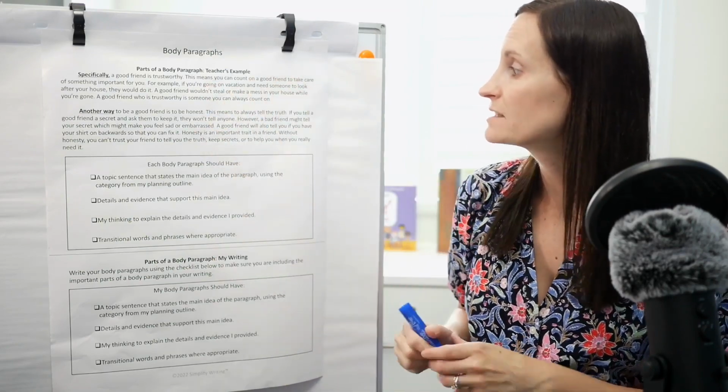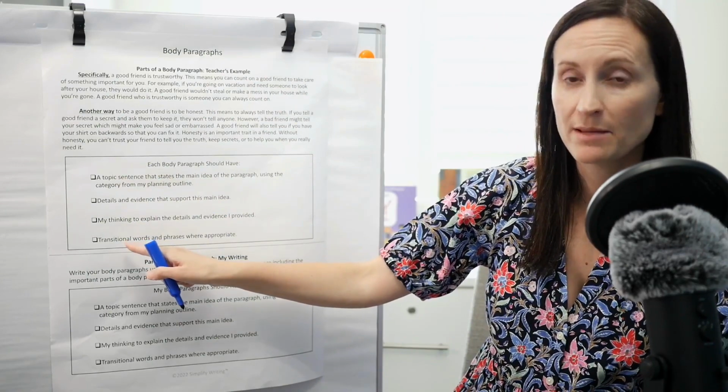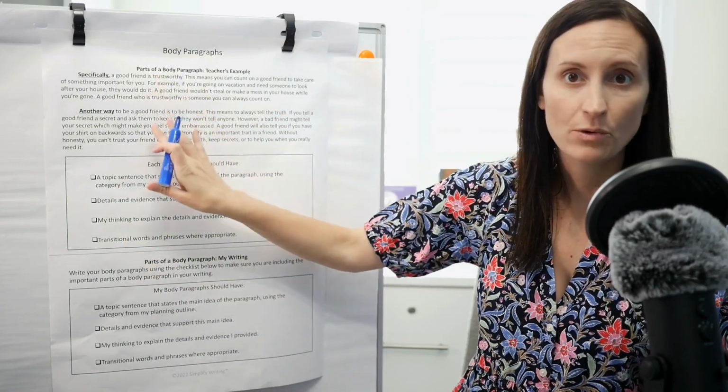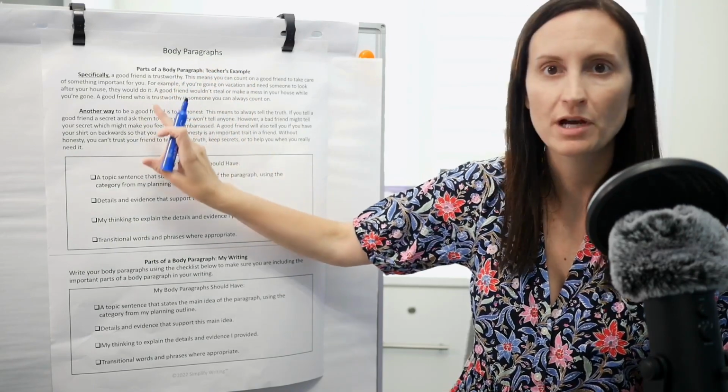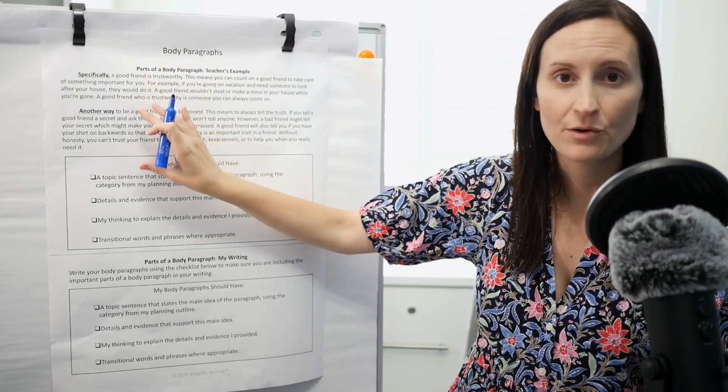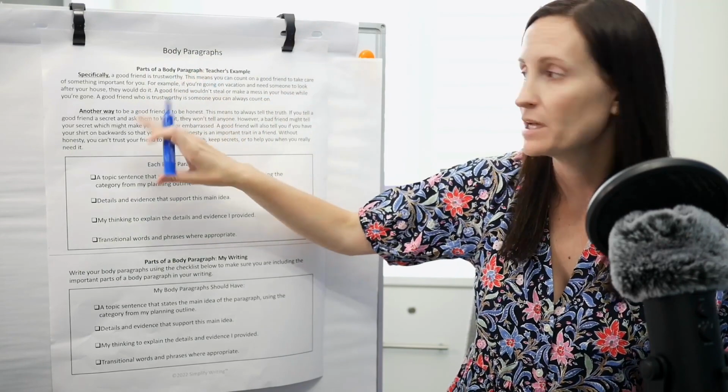So in this case, we have a checklist for each body paragraph. We're looking at my own example. This is a lower grade, I believe this one's third grade, because we have two body paragraphs here, which is great for my third graders.